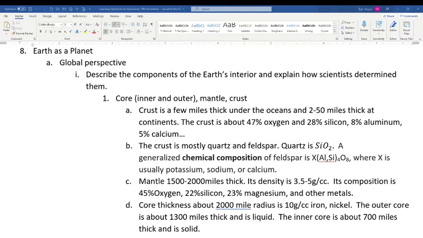Quartz is just SiO2. It's like CO2, except instead of carbon, you have a silicon there. And it's the composition of quartz, but it's sand. Lots of dirt is just ground up quartz.